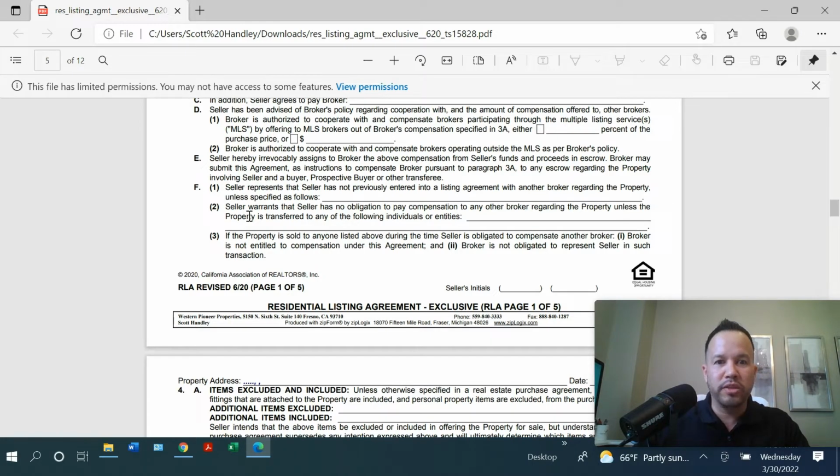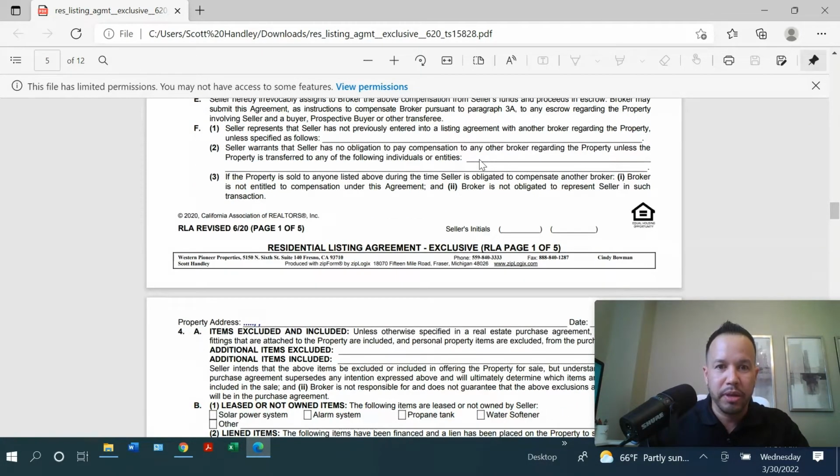F2, seller warrants that the seller has no obligation to pay compensation to any other broker regarding the property unless the property is transferred to any of the following individuals or entities. So that might be a one-off situation, but if somehow they're requesting, hey, if I sell it to this person, then I may not be paying a commission. So that is something to be mindful for, and typically we want to leave that blank there.